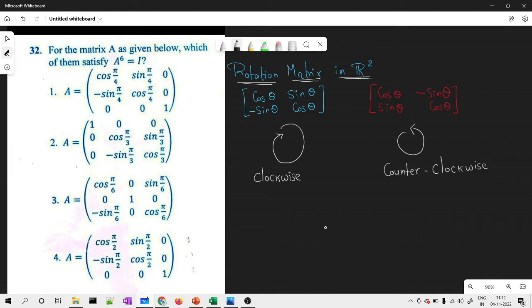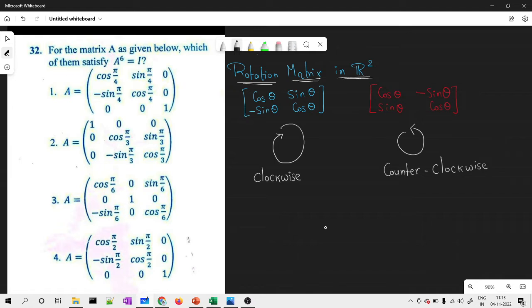It could be cos theta, sin theta, minus sin theta, cos theta, that represents a rotation with an angle theta in the clockwise pattern. And if the minus sign is on the top right corner, then it is cos theta, minus sin theta, sin theta, cos theta, that represents a rotation matrix but in the counterclockwise or anti-clockwise pattern.